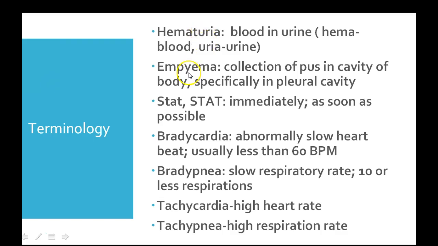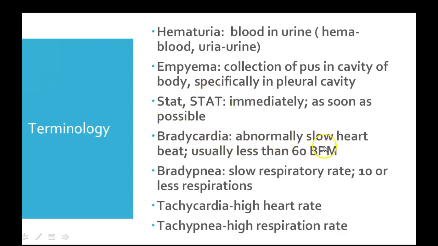That's after urinating. Empyema, collection of pus in a cavity of the body, especially where? In the pleural space. If you forgot this, please look up the pleural space. We will talk about that throughout your nursing in this program. Stat means stat. Stat means immediate. Stat means as soon as possible. It doesn't mean tomorrow. It doesn't mean in 5 hours. It means stat, now. Okay? I think I beat that enough.